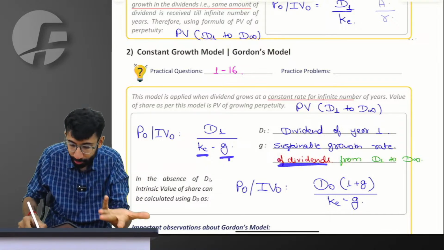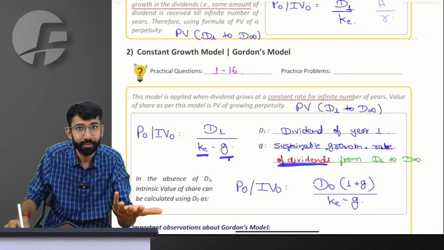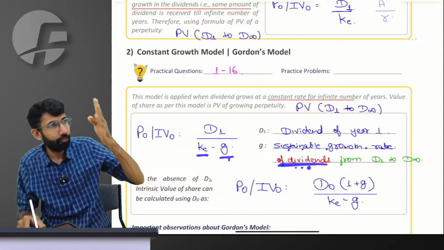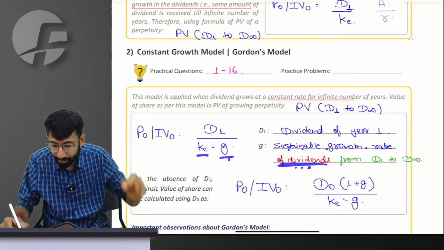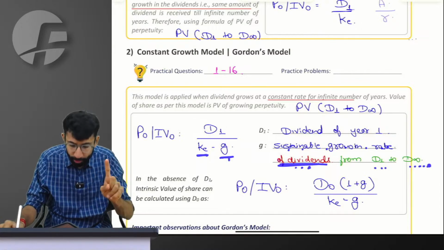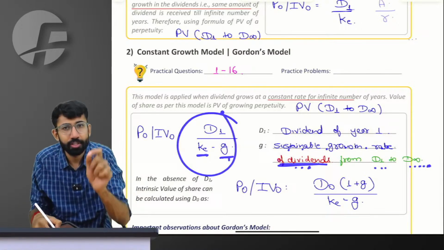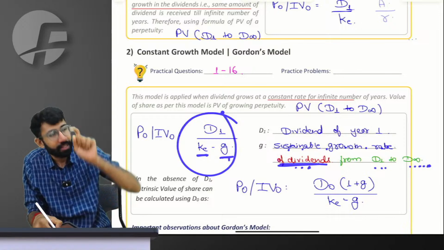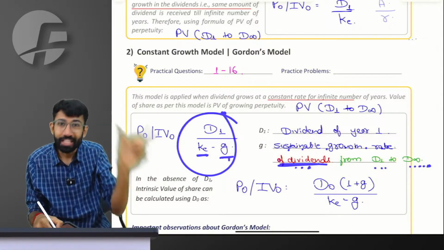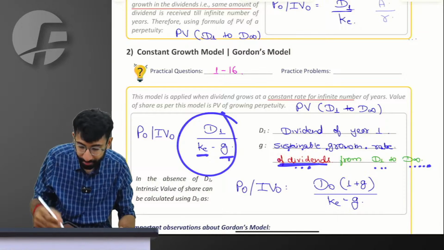G is officially called the sustainable growth rate, which is the growth rate of dividends. Growth rate from which point to which point? Sir, it is from D1 to D infinity, because in your calculation the first number that matters is D1 and the last number that matters is D infinity, and the growth rate between these two numbers is what is considered in the formula.